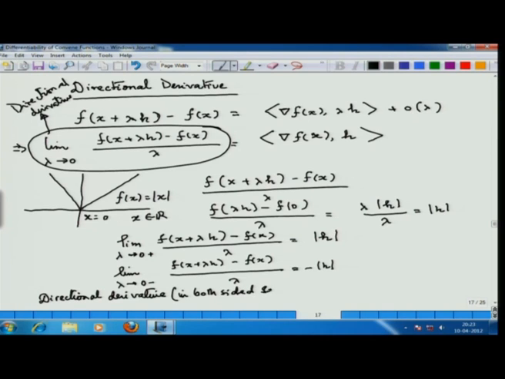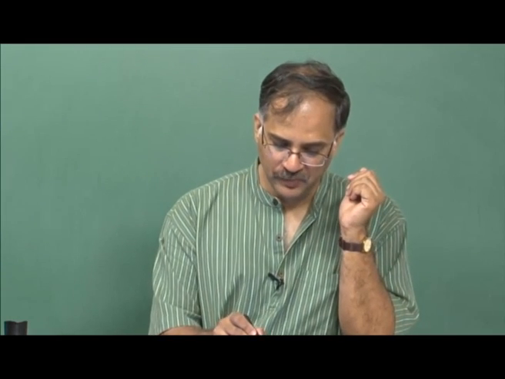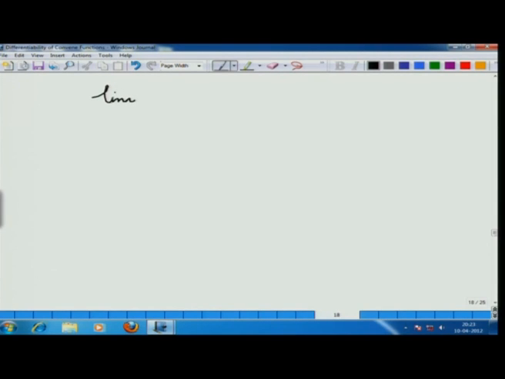So, the directional derivative in the two-sided sense need not exist for a convex function. But an important thing happens: the directional derivative in a one-sided sense always exists for a convex function. That is, if I take this limit where lambda is only coming from the right-hand side, this symbol lambda down arrow 0 means lambda is greater than 0 and lambda is going to 0. Another way of writing this is lambda tends to 0 plus.